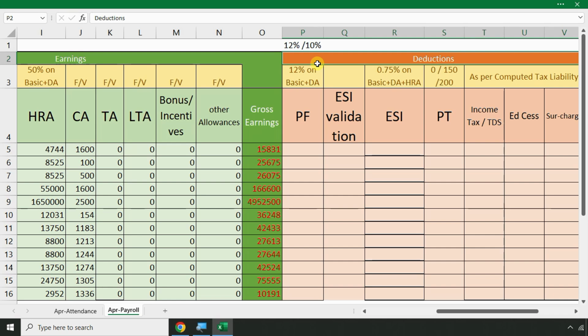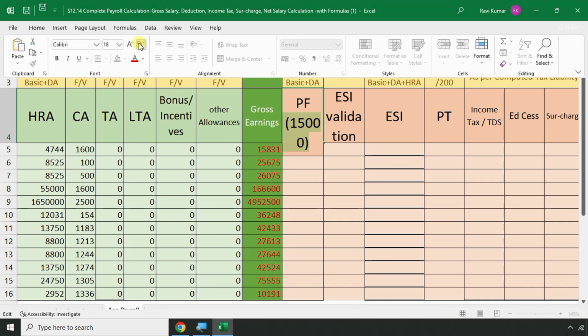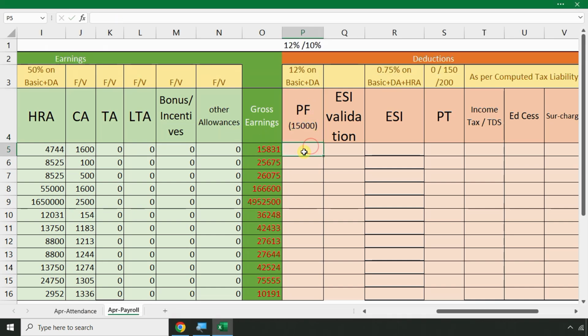The same rule is also applicable to employees. The ceiling limit is 15,000. The ceiling limit is what? Every employee whose salary is less than 15,000 per month, for them PF is mandatory. If my salary is only 14,000, it is always mandatory.